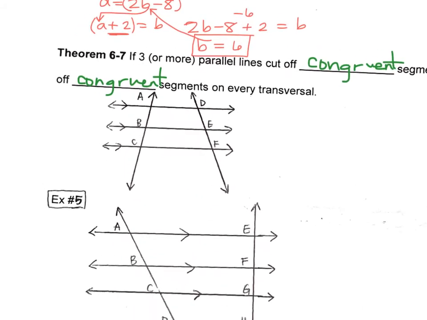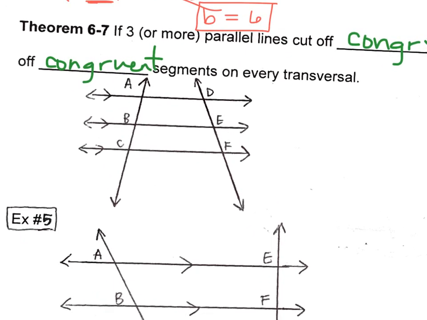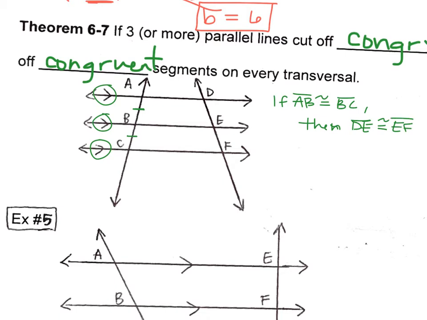So if you look at this picture, basically what that's saying is, because I know the lines are parallel, if these two, AB and BC, are equal, so if AB is congruent to BC, then it will be true that DE is congruent to EF, okay?